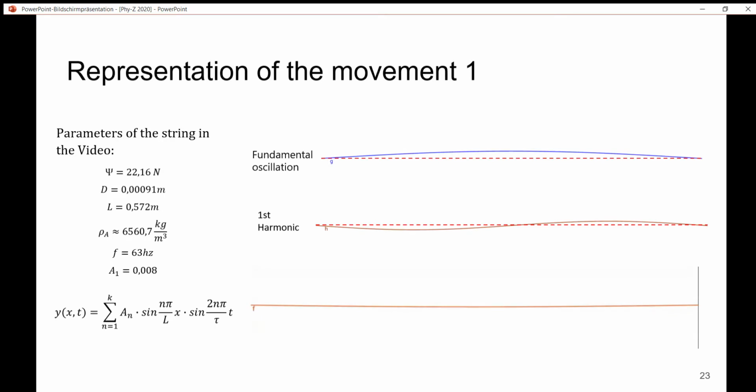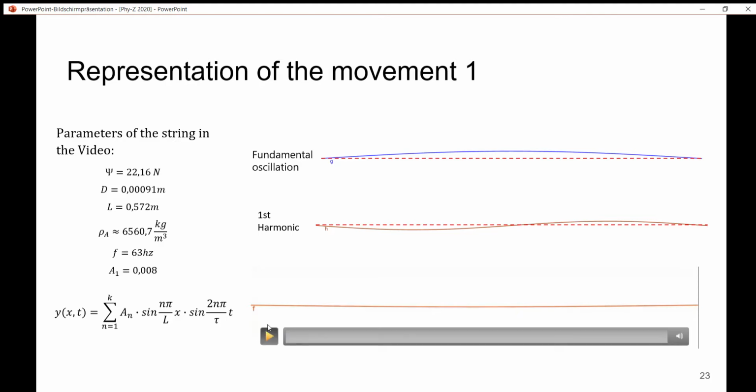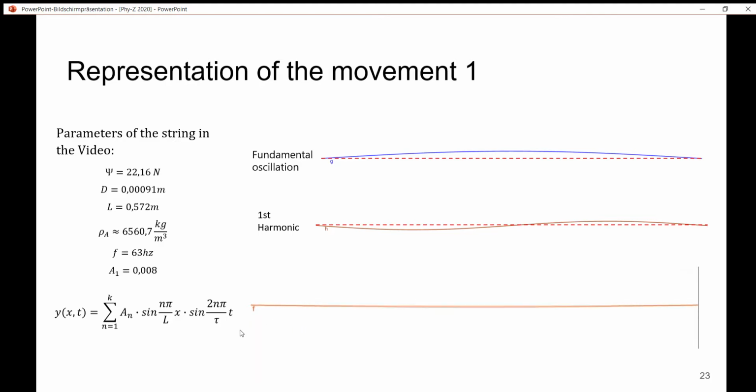So now for the representation of movement. We plotted the string movement using the equation for the movement, and it looked somewhat like this. And this string movement is for those parameters. For example, the amplitude of the first harmonic is at 8 millimeters. And as you can see, it's an addition of the fundamental oscillation and the first harmonic.